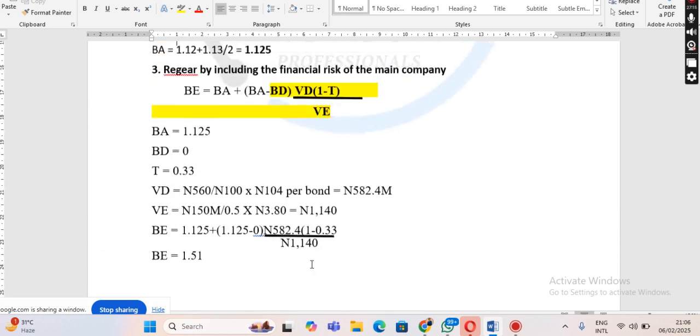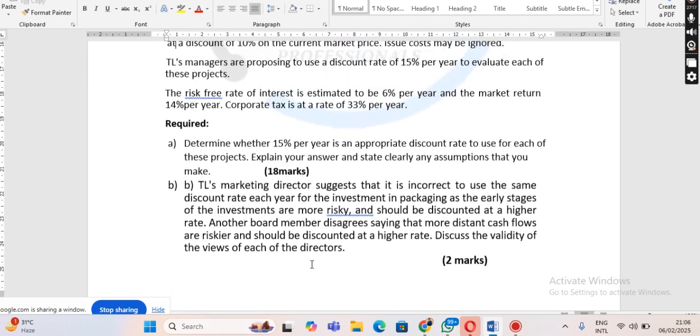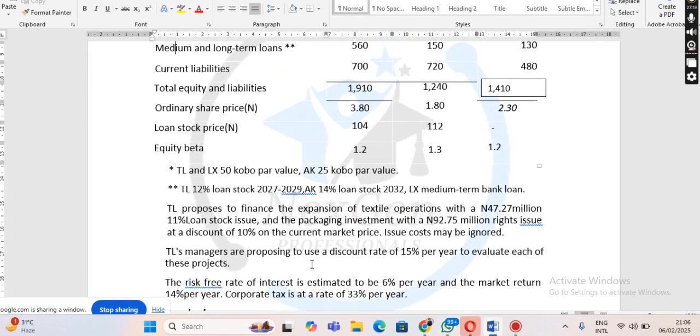For the textile, what do we have? Let's go back to the question and check what they talk about textile. Now, class, don't forget that this is what they are talking about textile. You can see TL proposed to finance the expansion of textile operation with a first 47.27 million, 11% loan stock, and for the packaging we have a discount which will be on right issue, right?